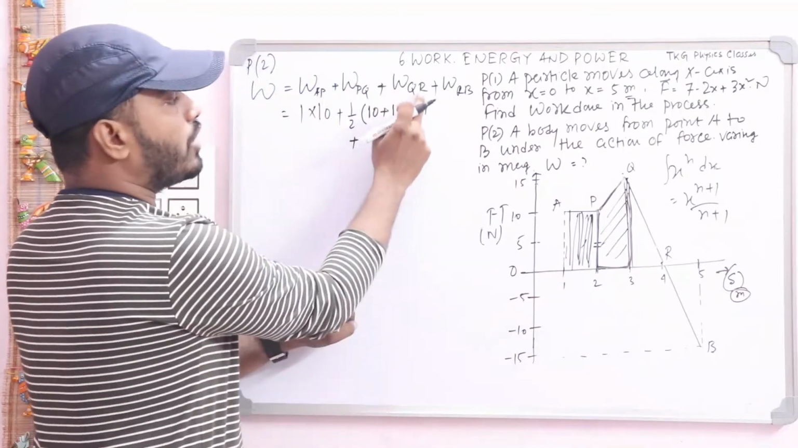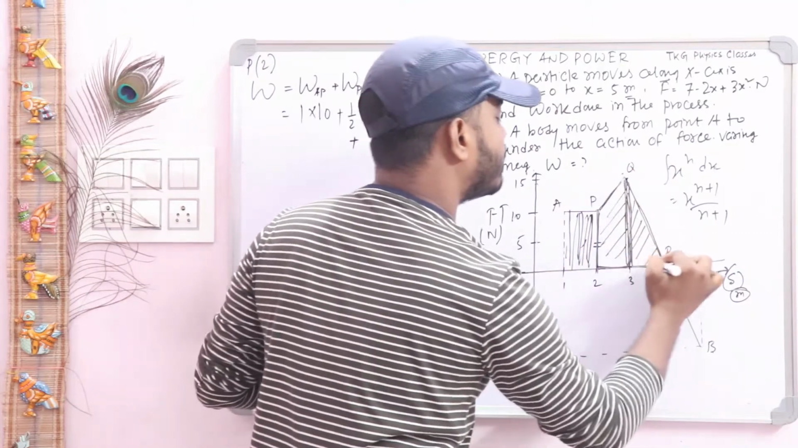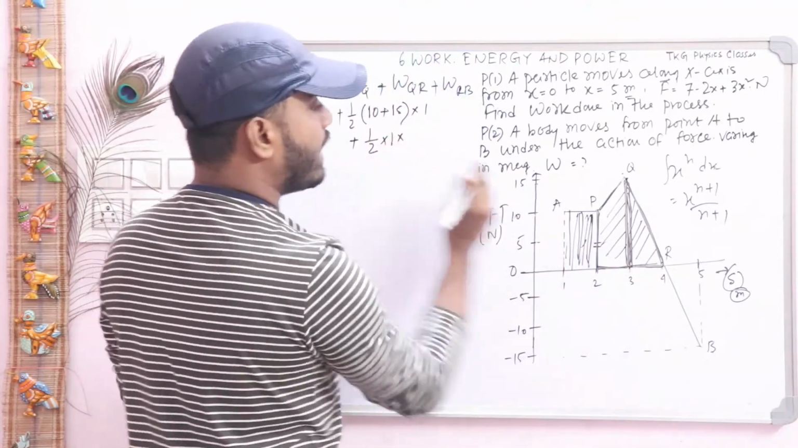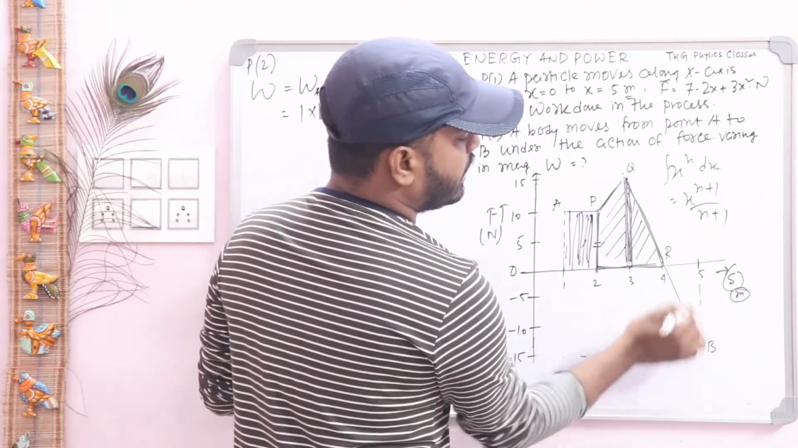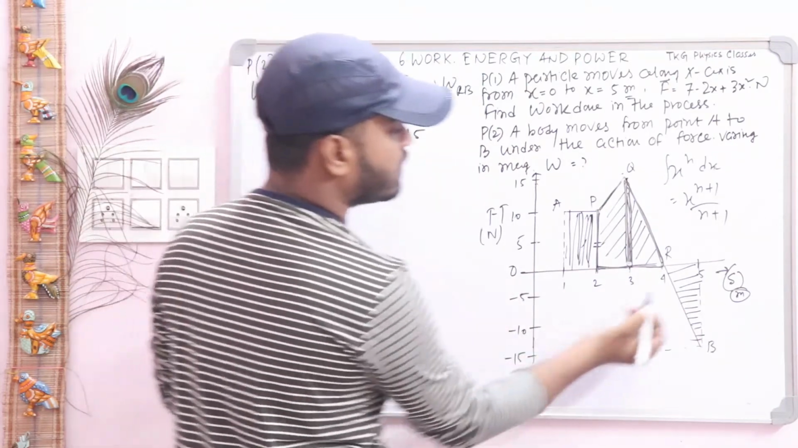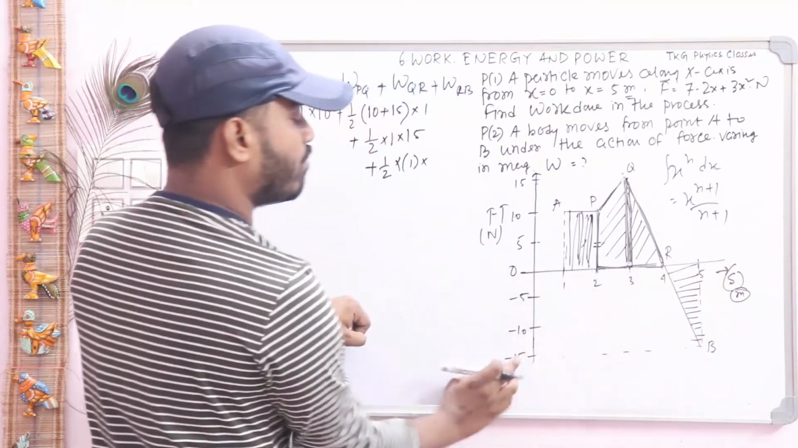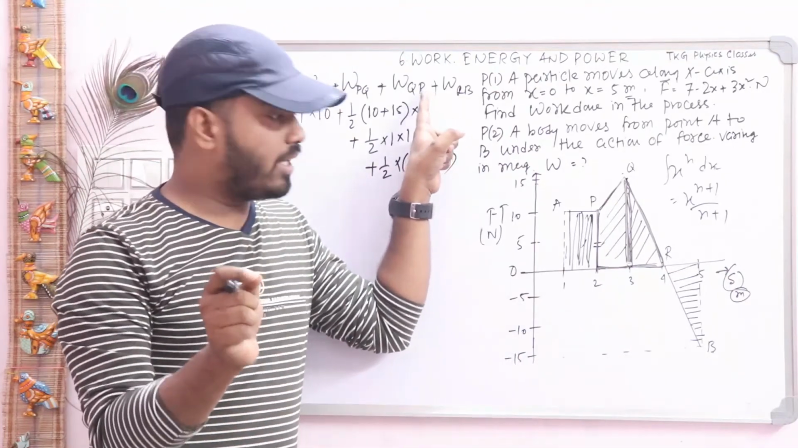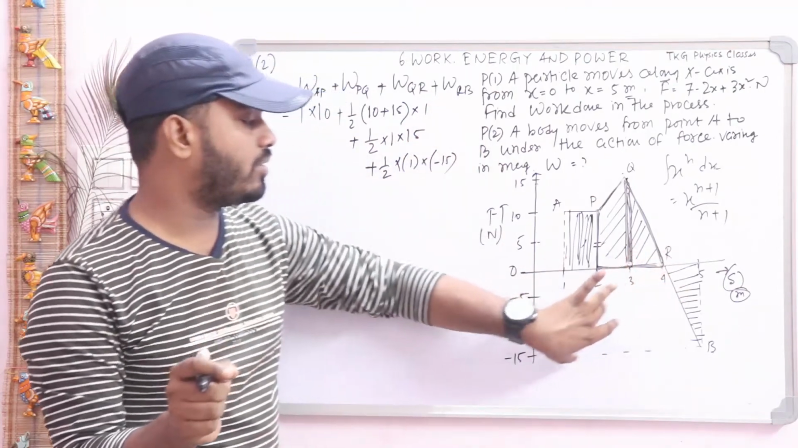Next, plus the work done for QR. You see the area under this triangle QR. The formula for the area of a triangle is half into base into height: half, base 4 minus 3, that is 1, and height 15. Now the last one, the area under RB, also gives a triangle. Same formula: half, base 5 minus 4, that is 1, and this height gives minus 15. You can write here negative. When you use the negative sign here, you have to use the magnitude only. But when you use the value as positive, you have to use the negative value.